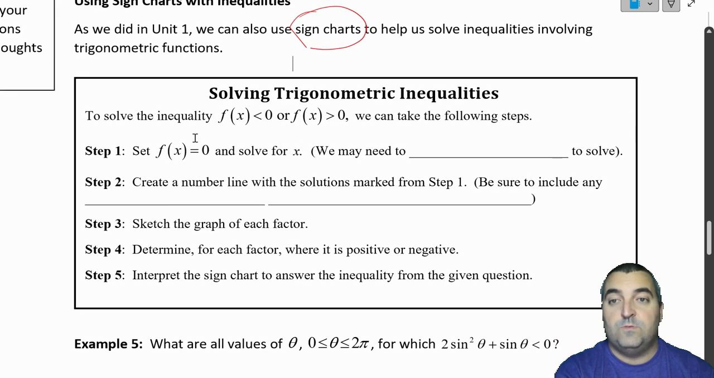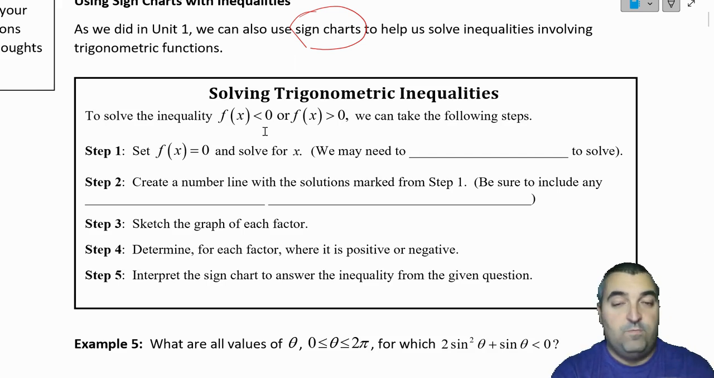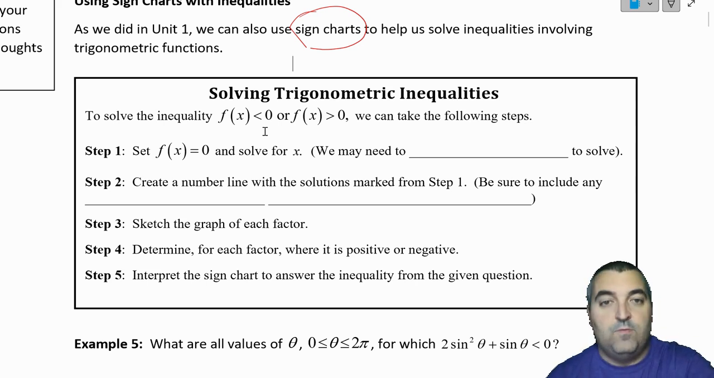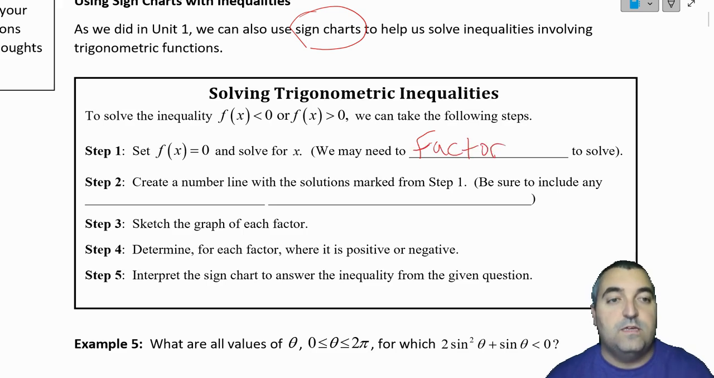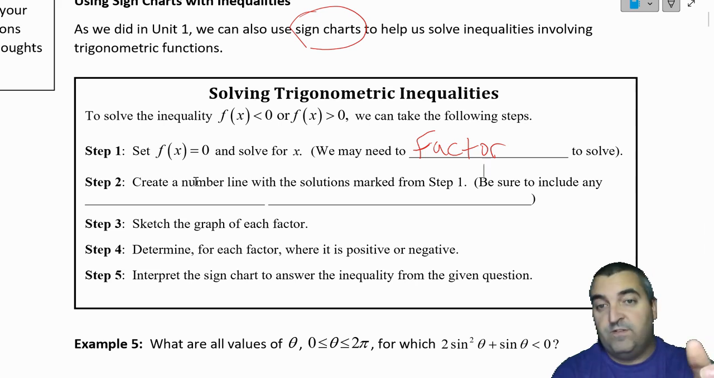So the way it works is we want to, similar to how we did it before, make the inequality compared to 0. So either less than 0, greater than 0, less than or equal to 0, or greater than or equal to 0. And what we're going to do is we're going to set it equal to 0 first and solve for x. We may need to factor, depending on how complicated the equation is. And then just like in Unit 1, we're going to create a number line with the solutions marked from step 1. So whatever you solve for in step 1, you're going to put them on a number line.